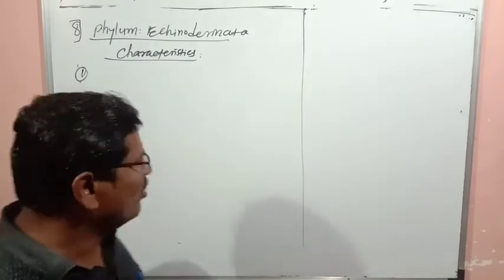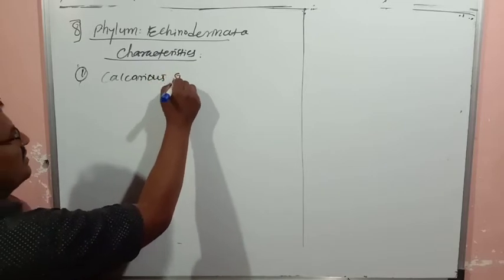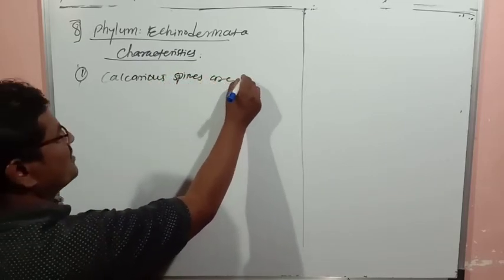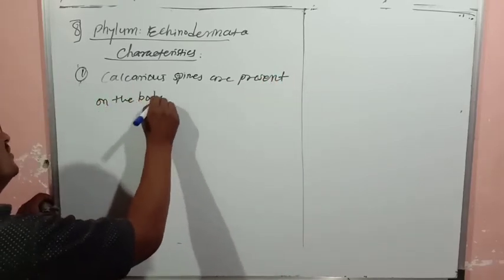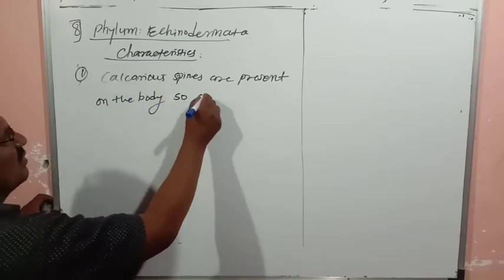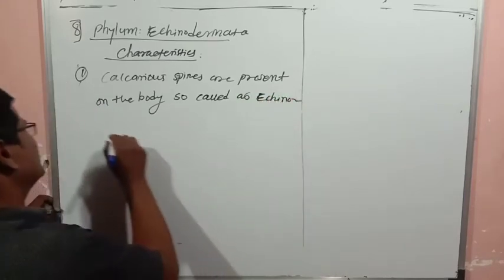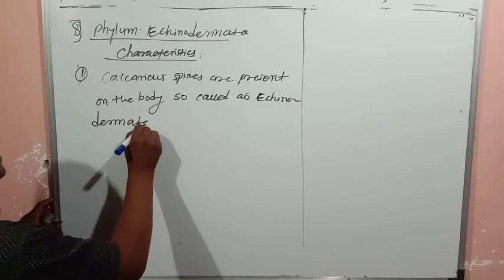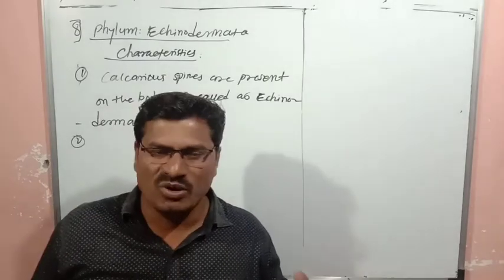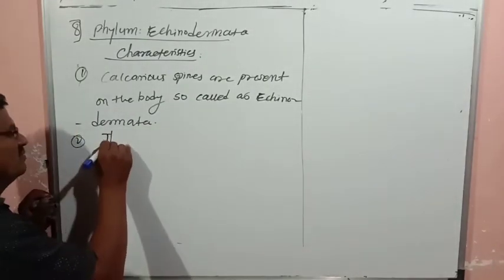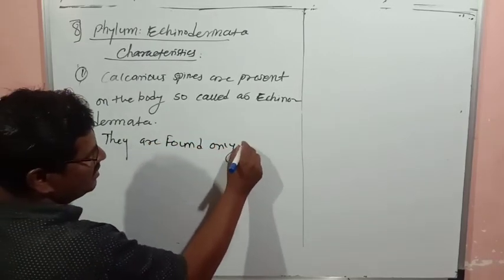Calcareous spines are present on the body, so they are called Echinodermata. Echinodermata. Second point: these are found mainly in the ocean. They are found only in the ocean.